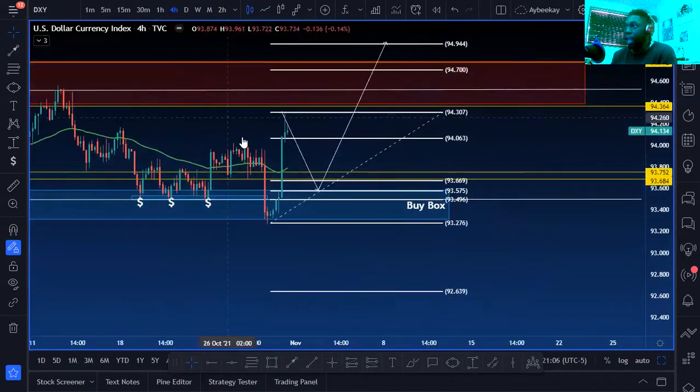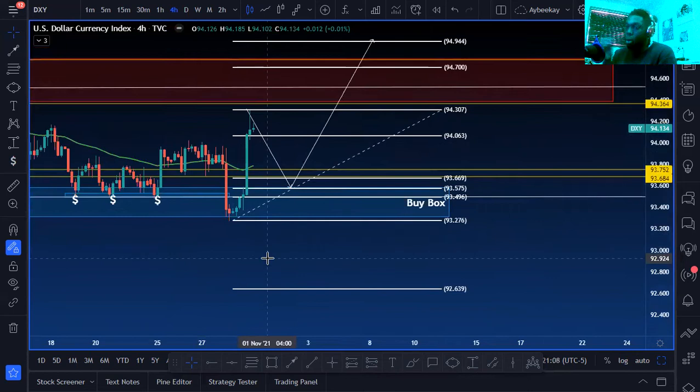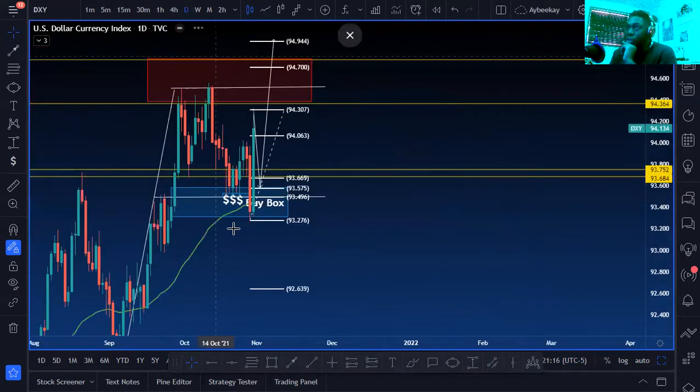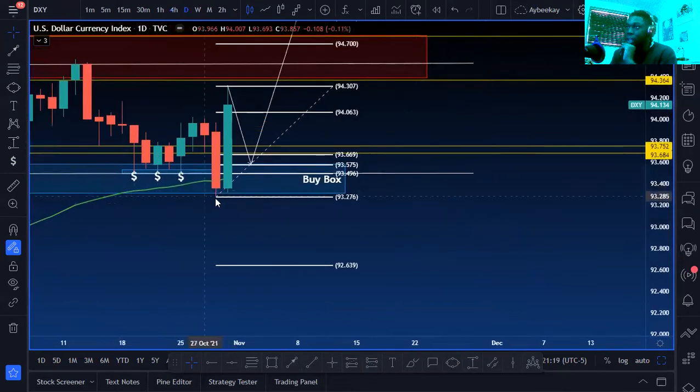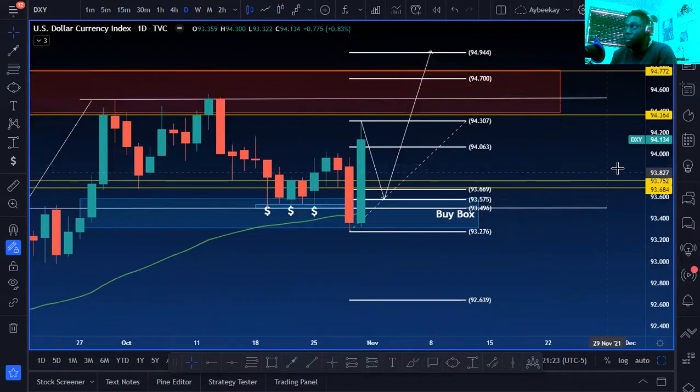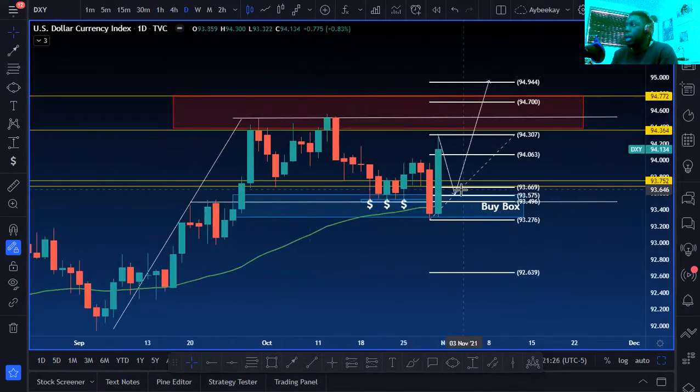But overall, after this big bullish move, there's no way I could look at it and say that I think price is going to go bearish. Just looking at the daily candle, the thing is huge. It's definitely a bullish engulfing. So we get that retracement. That is what I'll be looking for, a buy opportunity.